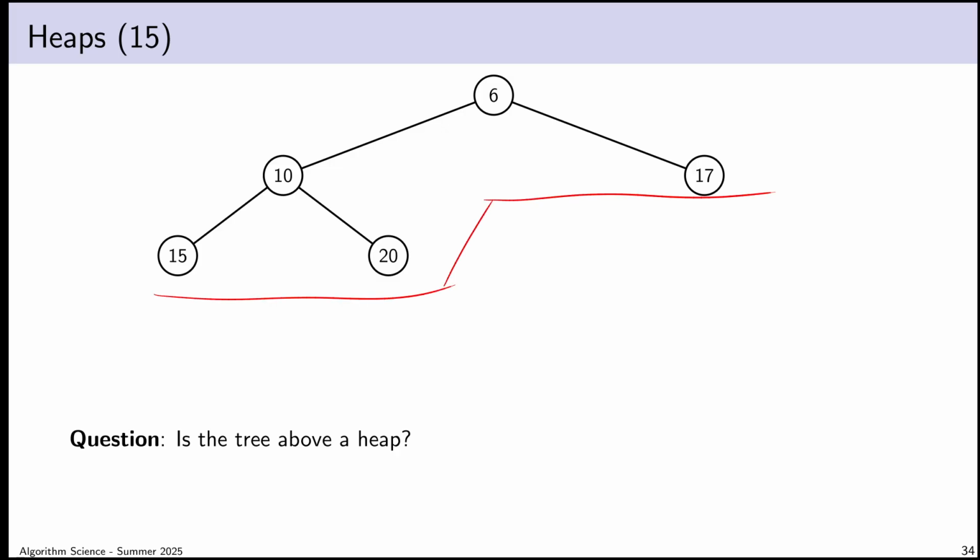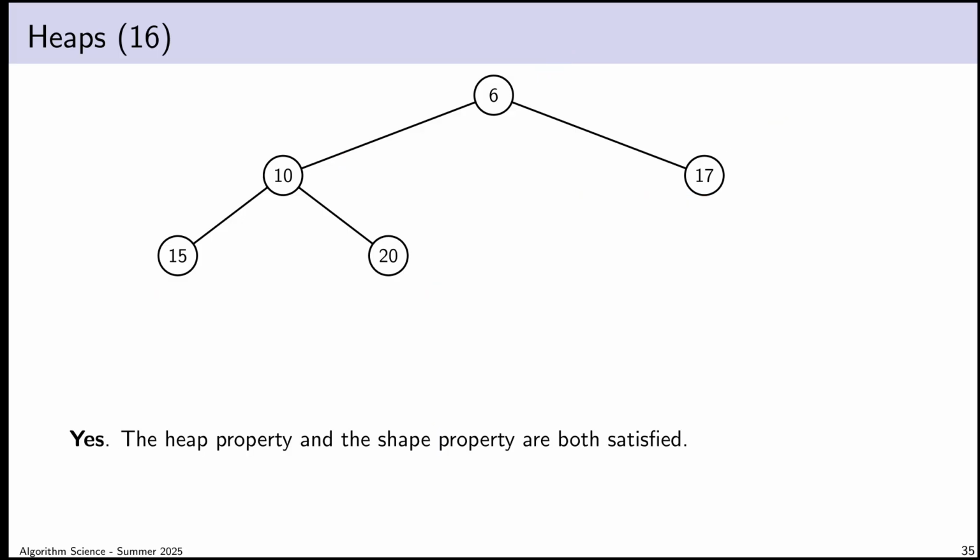We have a complete binary tree, and it looks like we've got the heap property at 6, at 10, and at 17. So yes, it is a heap. Okay, I think that's enough exercises of that sort. Hopefully it's clear by now how we methodically assess whether something is or is not a heap.